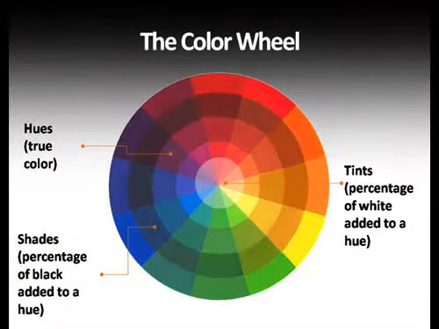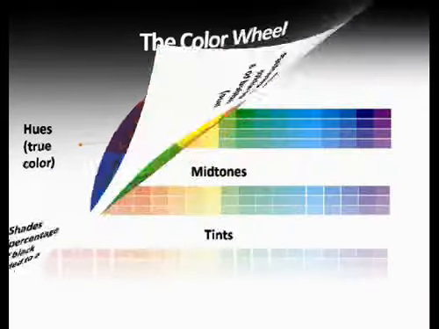Back to our early art days in elementary school, when we look at the color wheel, hues are another name for referring to true color. Now, when we want to change the color, we can create shades or tints, and that is determined by the amount of white for tints and black for shades that's added to the hue.